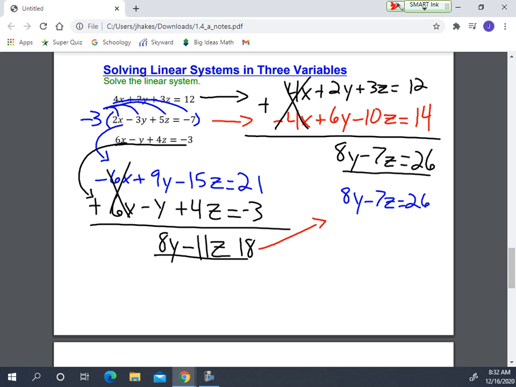I have 8y minus 11z equals 18. Okay, now, how can I get rid of one of those variables? Well, I can get rid of the y, right? I can get rid of the y very easily. How? I have to multiply by negative 1.